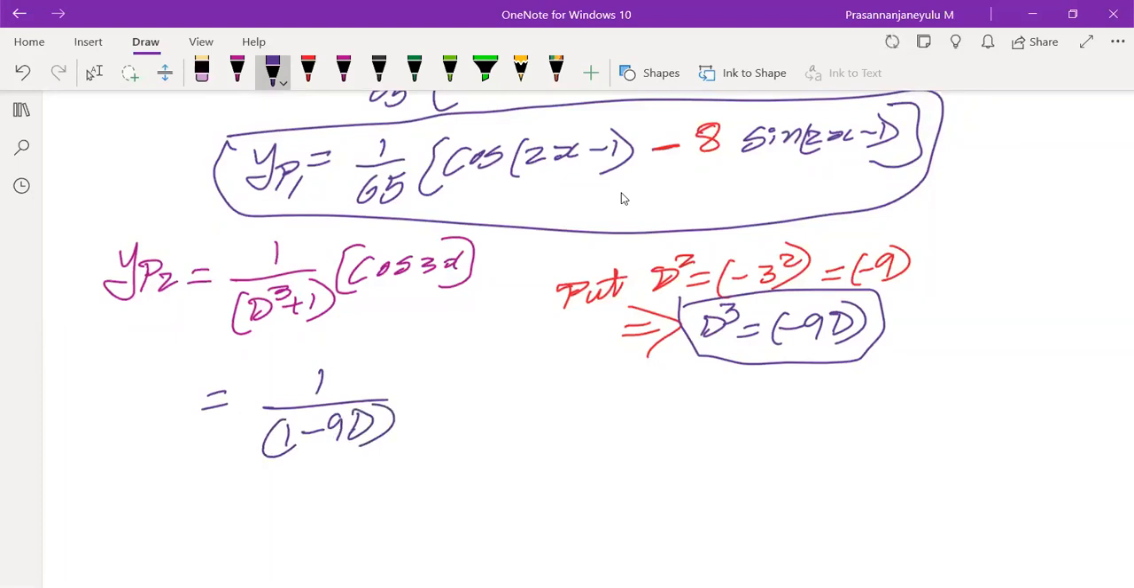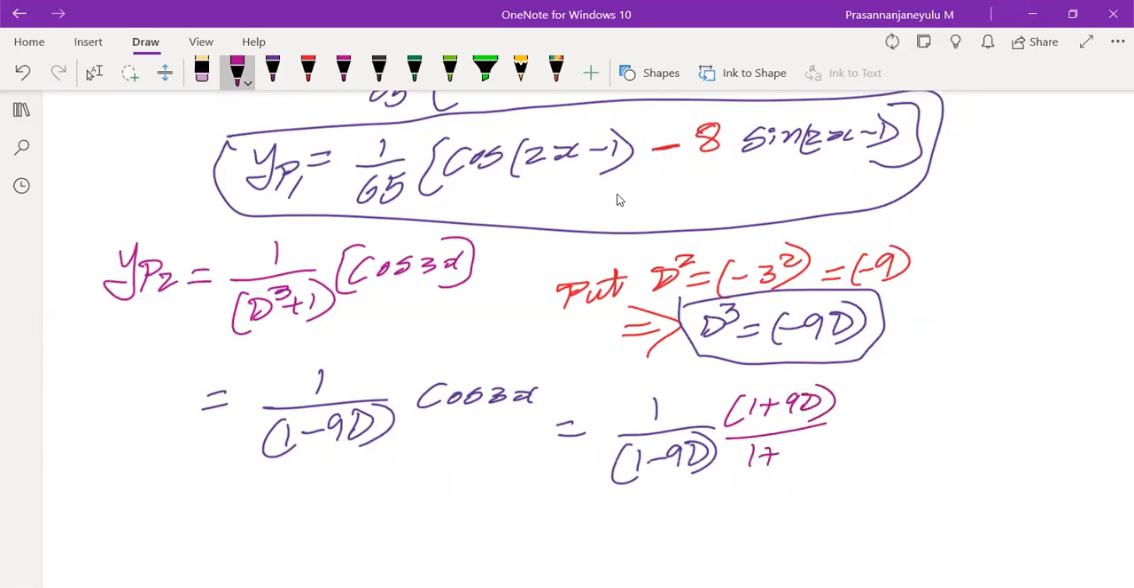Whenever we have it like this, what is the next step we have to do? Rationalization. Can I do it as a separate step, or can I mix it here? Okay, I'll write it as a separate step, of cos 3x. Then I am going to do the rationalization. So 1 by 1 minus 9d is there. It is still in the form of type 2 only. Once it is in the form of type 2, it will not go to any other type. So rationalize it, nothing but multiply and divide with 1 plus 9d of cos 3x.